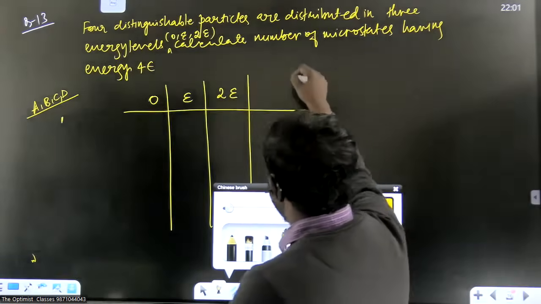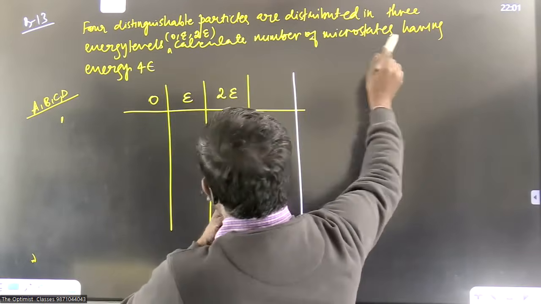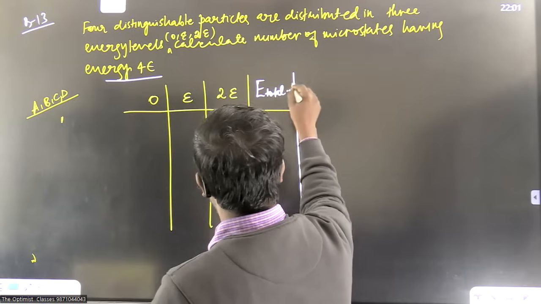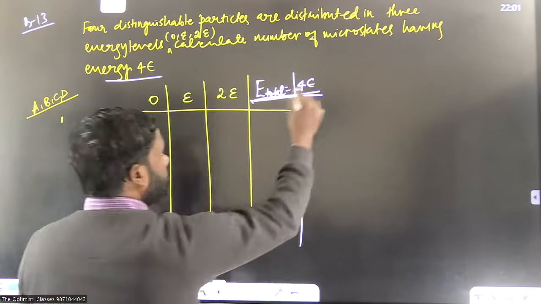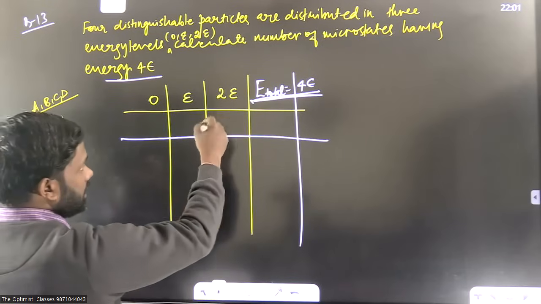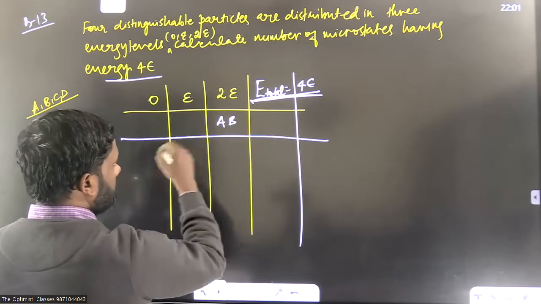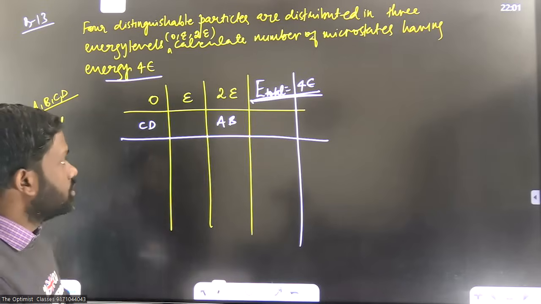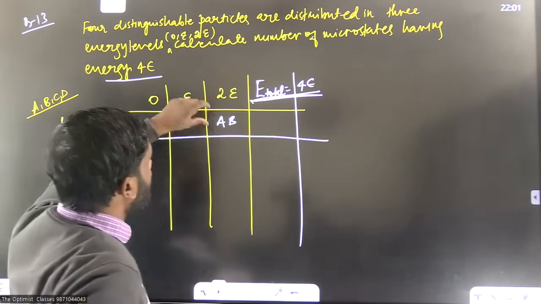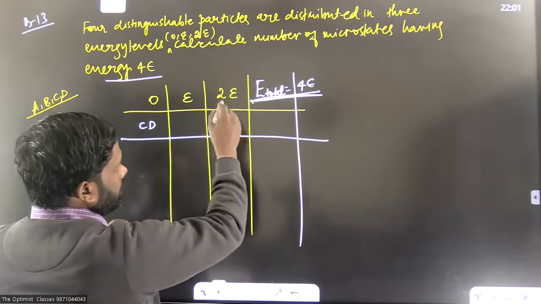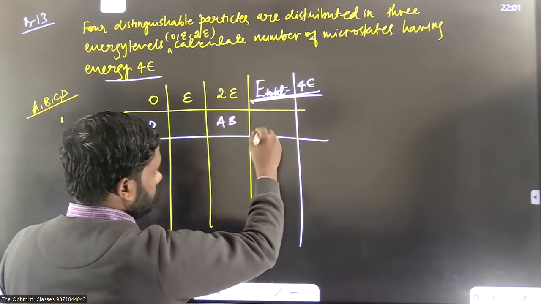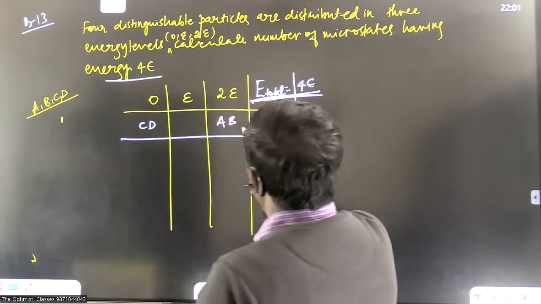Therefore, here we want the number of microstates having energy 4 epsilon. So E total is fixed here, E total is 4 epsilon. For getting this E total, how can we distribute the particles among these energy levels? We have this kind of situation: we can put 2 particles here, A, B, and 2 particles here, C and D. If you put two particles here, you will get total energy 4 epsilon. But two particles can be put here in actually.